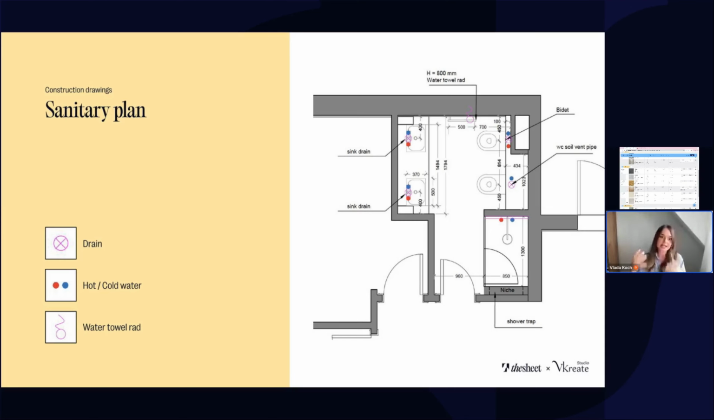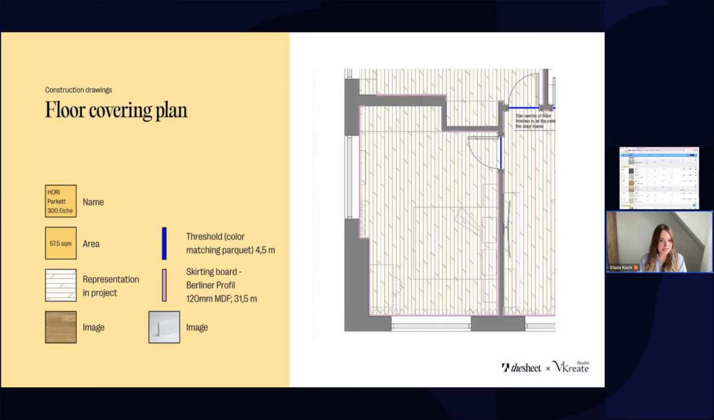I always put as much information as I can on the construction drawings, even if it's double information, even if I already have this information on another drawing. I always put it on every drawing which is relevant. Let's move to the next drawing, and that would be the floor covering plan.